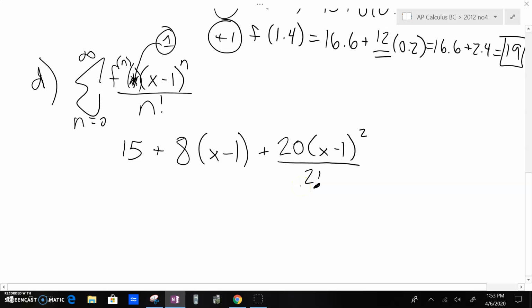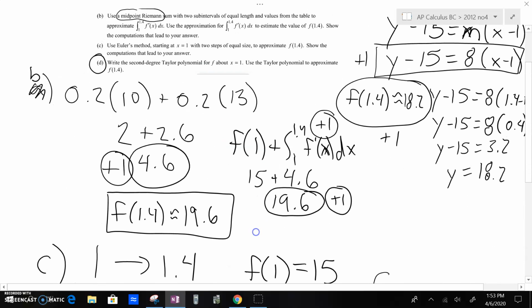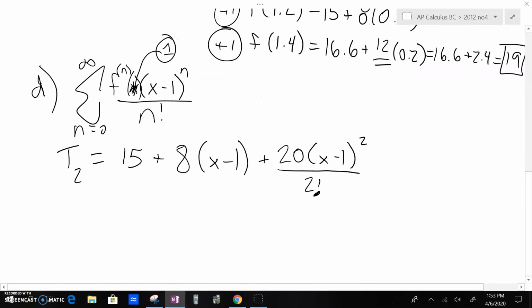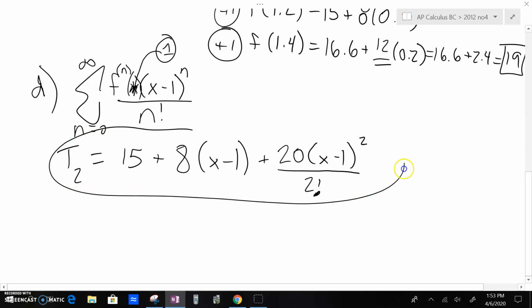So then we've got this as our Taylor polynomial of degree 2. Did they say degree 2? Second degree Taylor polynomial. So here's my second degree Taylor polynomial. And what I then want to do with that is use it as an estimate. So now what I'm going to say is, okay, let's plug in 1.4.